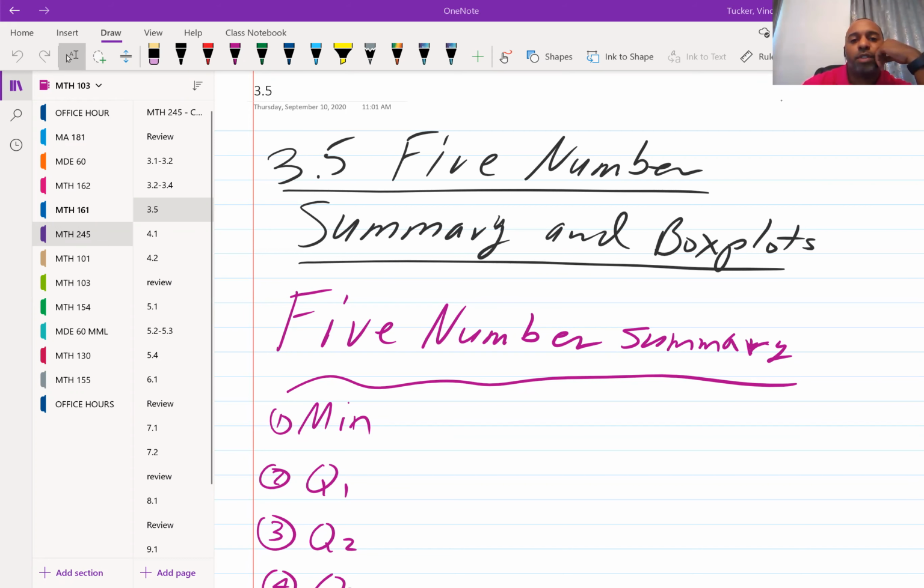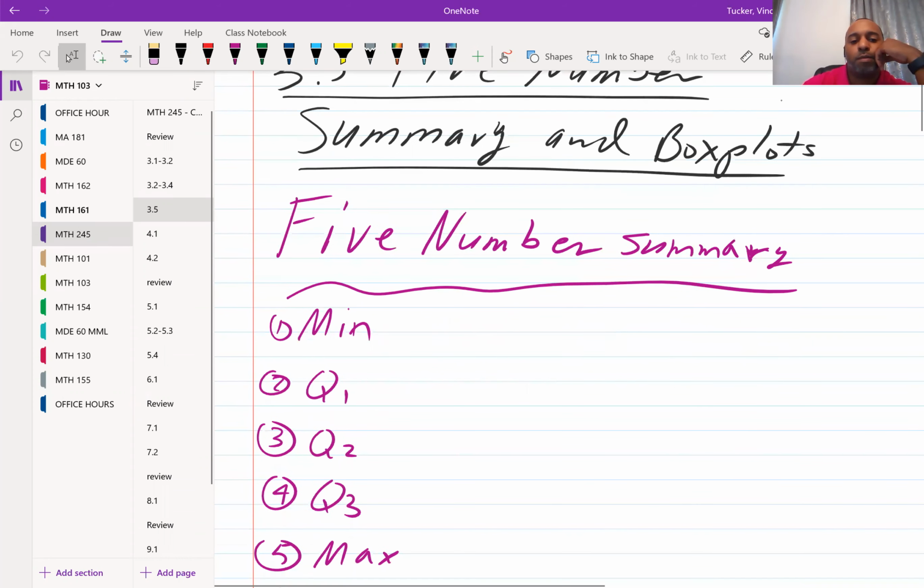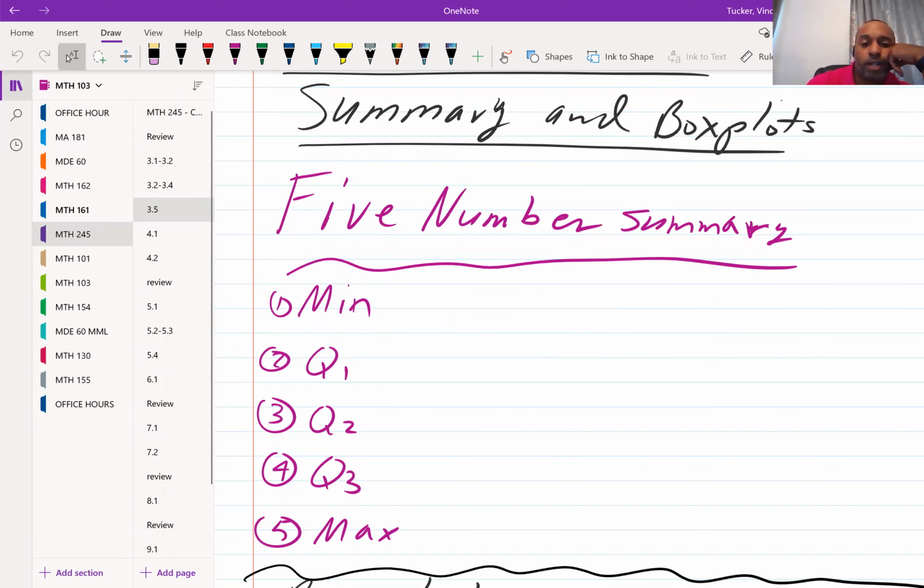We have the 5-number summary and box plots. So first thing, recognize we have the 5-number summary. Those are the same values that we talked about before, the split of our data into fourths. So our minimum, Q1, Q2, Q3, and our maximum.